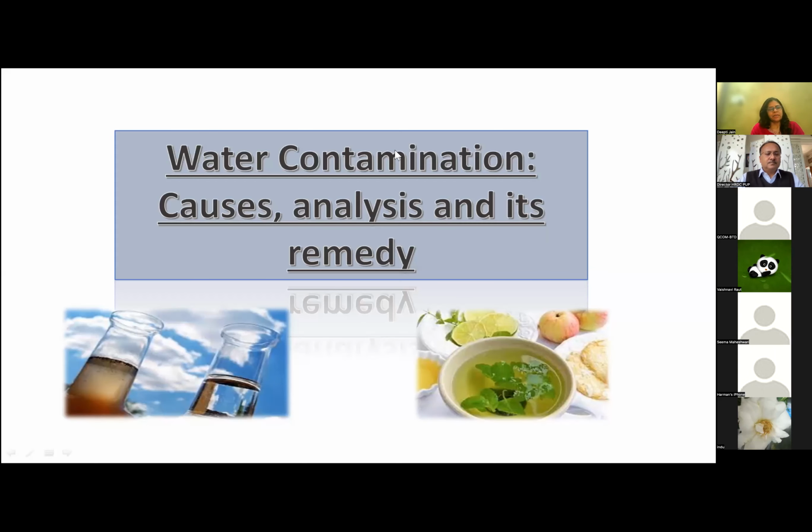Causes, and how to analyze what the contaminants in it are in a qualitative manner as well as in a quantitative manner, and how we can remove these contaminants from our water. So this is the basic talk.